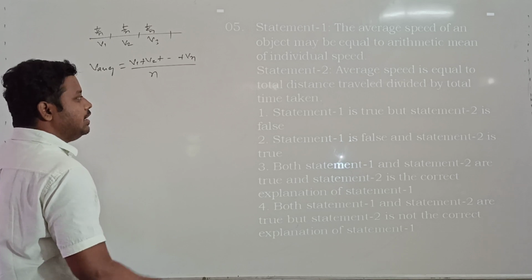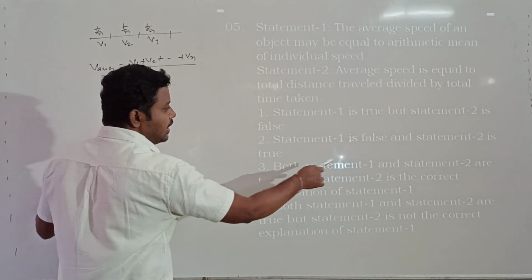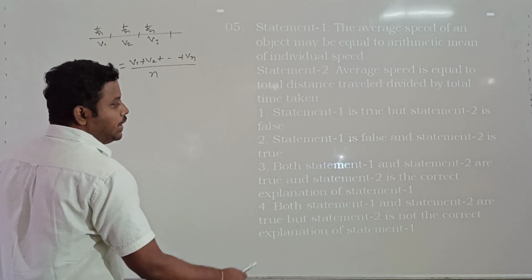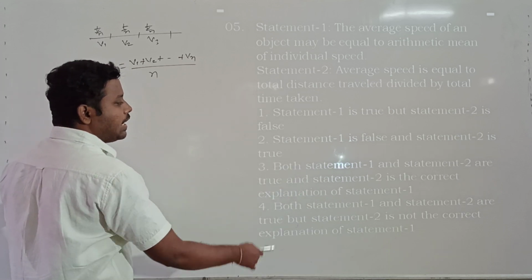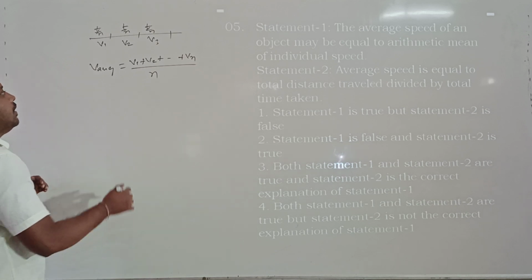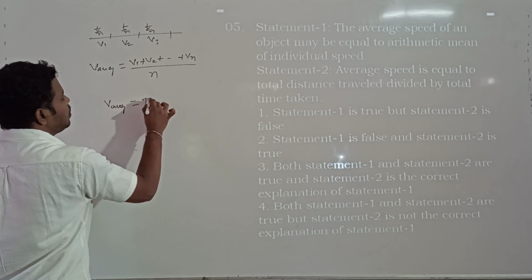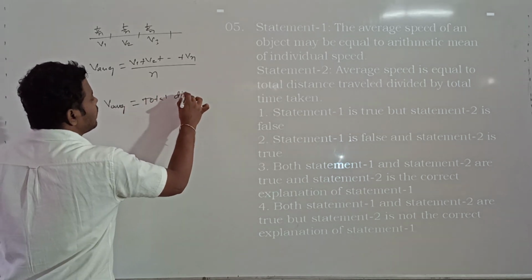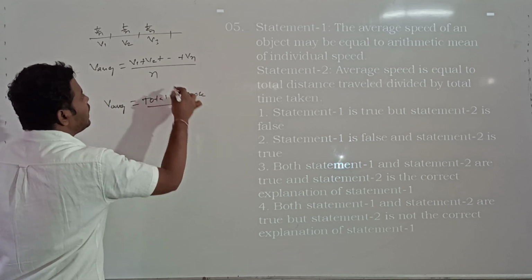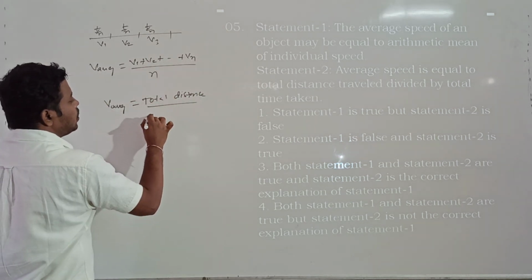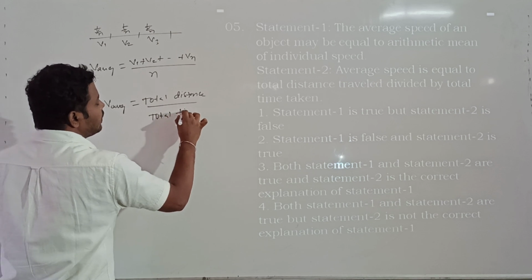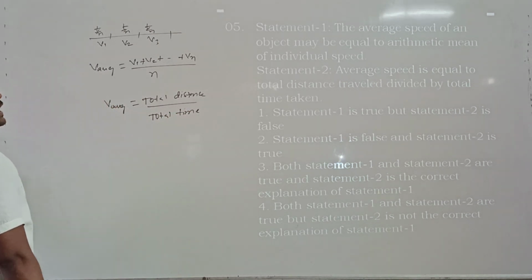Then which is the correct one? This is also correct. Both statement 1 and statement 2 are true, and statement 2 is the correct explanation for statement 1. How do we get this formula? We get it by using average speed equals total distance traveled by total time taken. By using this only, we get that arithmetic mean value. Understood now? So statement 1 is correct, statement 2 is also correct, and statement 2 is the correct explanation for statement 1. So this is question number 15.